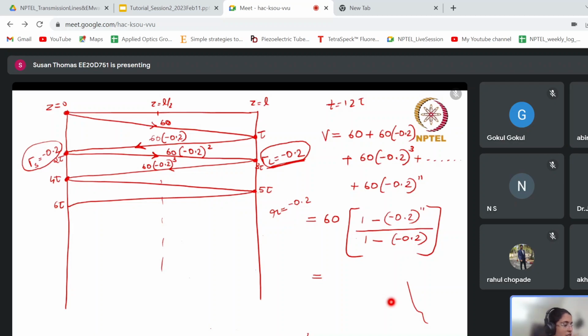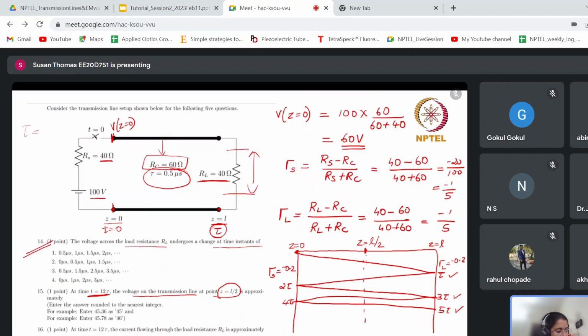So the answer for this would be approximately 50 volts if you solve it, and I hope this is fine. So let's move to the next question.